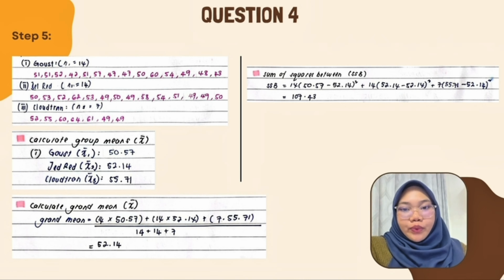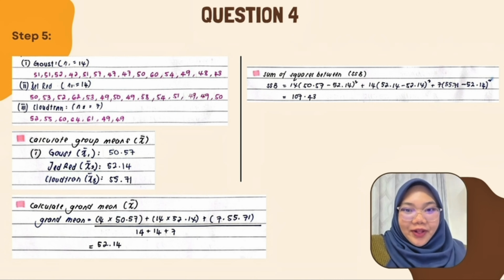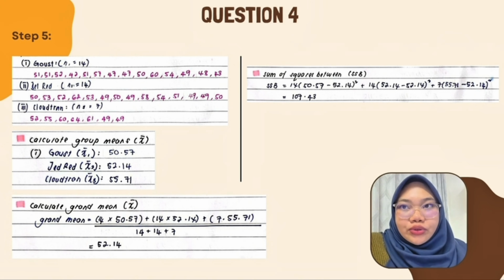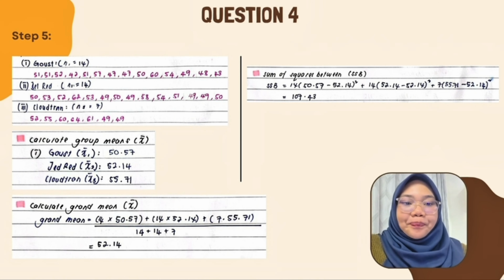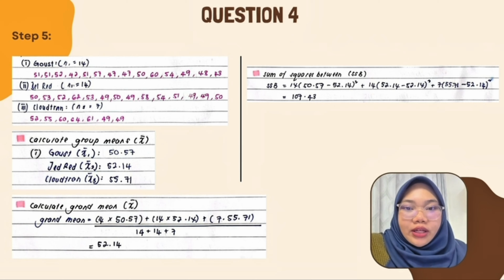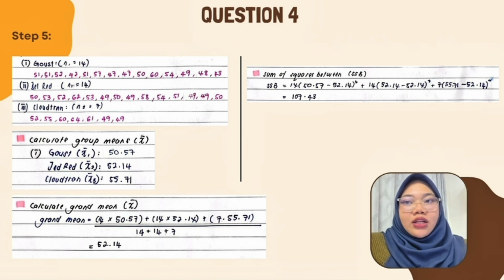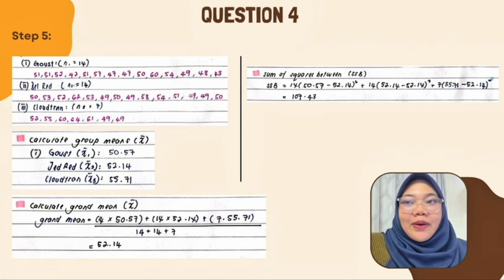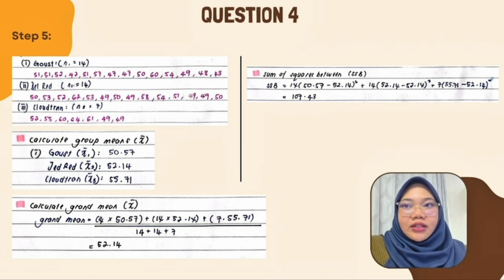Alright, now we will continue on step 5 for question C. As I mentioned before about how many times, I already listed out how many times: Ghost N1 equals 14, JetRed N2 equals 14, and Cloud N3 equals 7. As you can see in the slide, I wrote down again how many times Jacob used each flight. Then we move on to calculate group means. x1 represents Ghost, x2 represents JetRed, and x3 represents Cloud. The mean for Ghost is 50.57, the mean for JetRed is 52.14, and the mean for Cloud is 55.71.